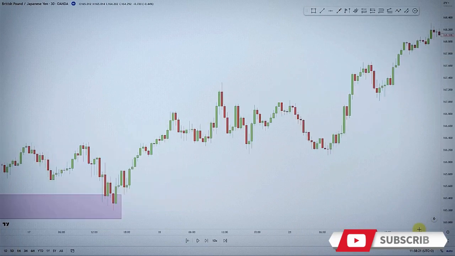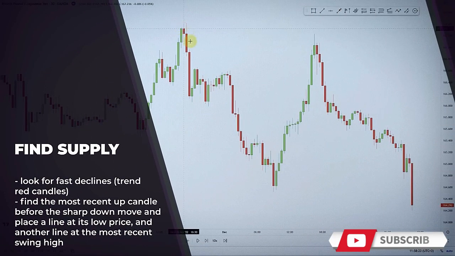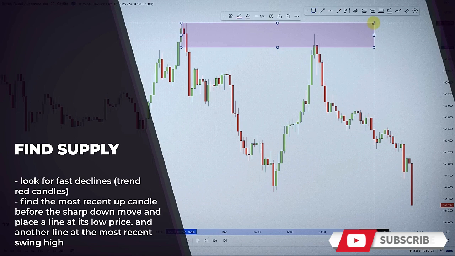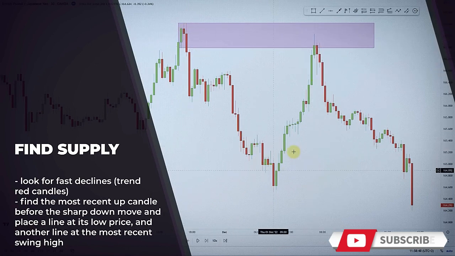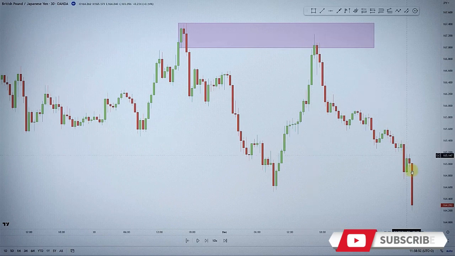To find supply zones, look for fast declines. Again, you look for trend red candles with long bodies and little or no wicks. You then find the most recent up candle before the sharp down move and place a line at its low price and another line at the most recent swing high that formed at the source of the move. In theory, price has a high probability of reversing once it returns to the source of the decline.